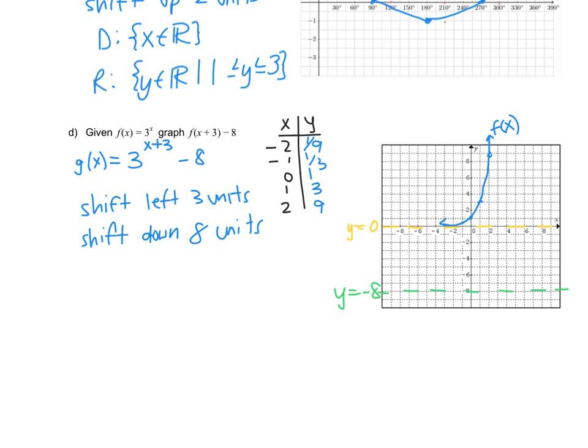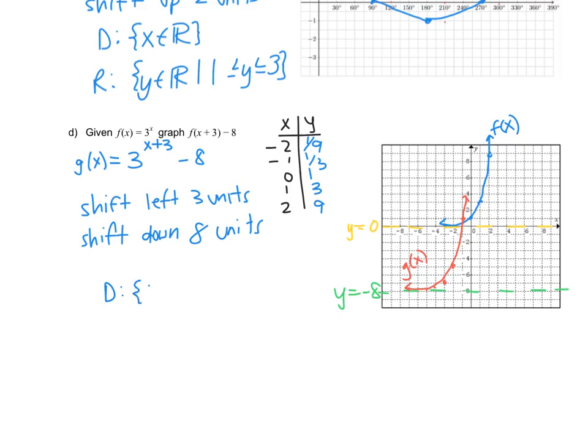And I like to draw this before I transform my exponential function so that I have a guide for when I connect my dots. And now I'm going to take these key points and I'm going to shift them. Left 3, down 8. And the ones that were really close to the x-axis, you can just estimate them. And there we go. Hopefully you had this for g of x.